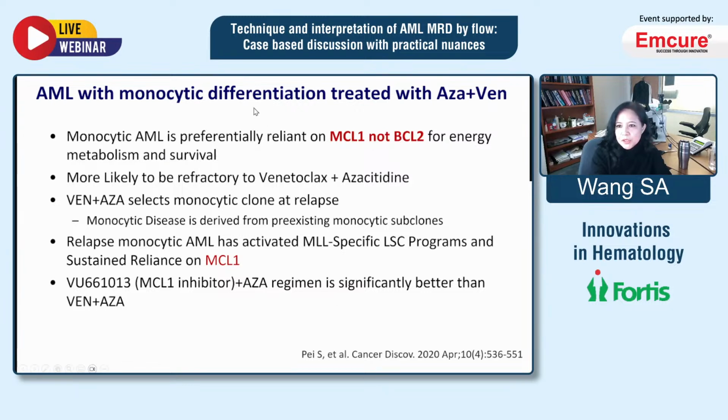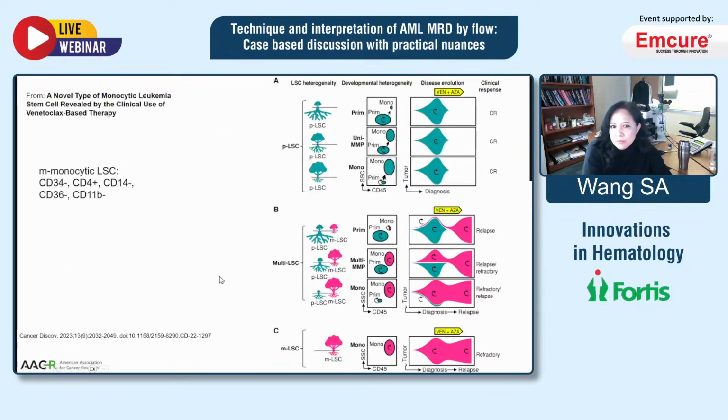Why does the patient have a recovery of normal CD34 positive cells, but the monocytes are abnormal? Remember, venetoclax is a BCL2 inhibitor, right? However, monocytic leukemia preferentially relies on MCL1 for apoptosis, not BCL2. Monocytic leukemia tends to be more resistant to venetoclax-containing treatment. There is more in this paper, but I think the figures probably illustrate it better.